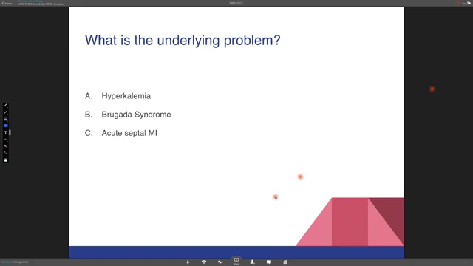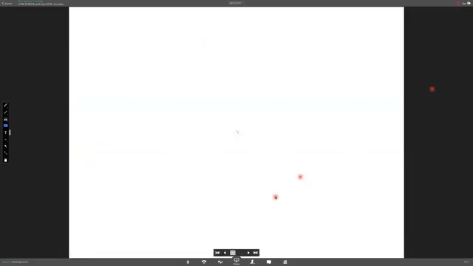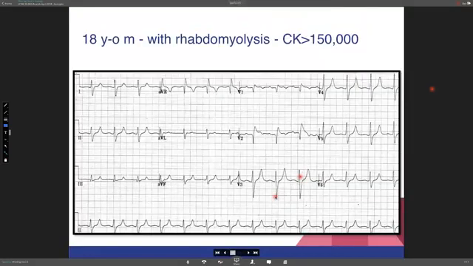And if we go back to the slide, Khalid, if you don't mind. Thank you. So A is hyperkalemia, B is Brugada, and C is acute septal MI. So make your choice. If you want to move your laser pointer, Khalid, so we wouldn't confuse people, or Yousef, who has his laser pointer on the screen.